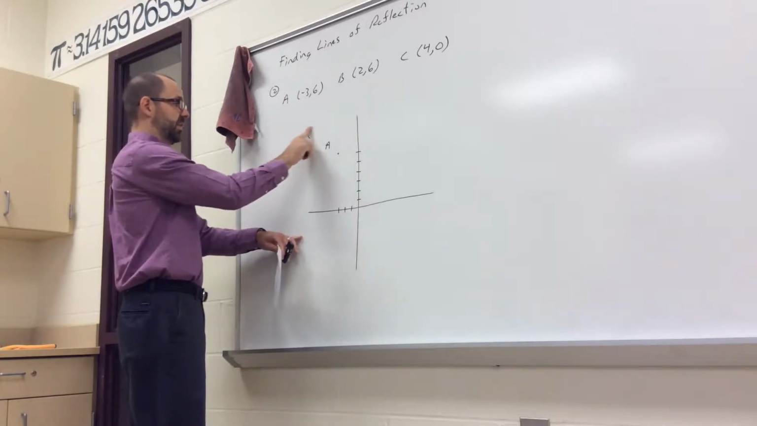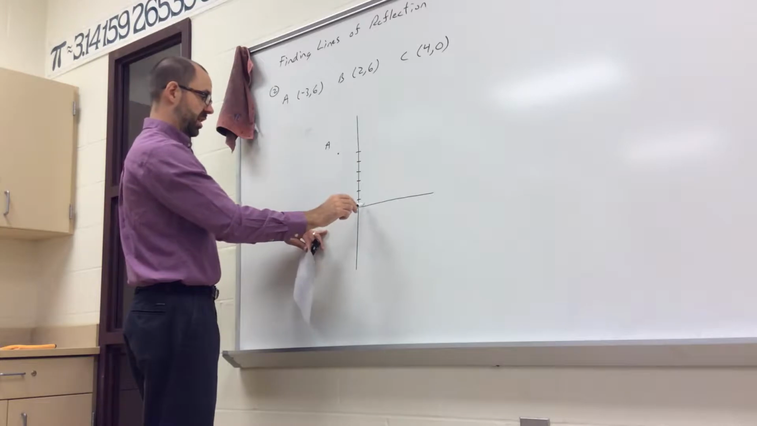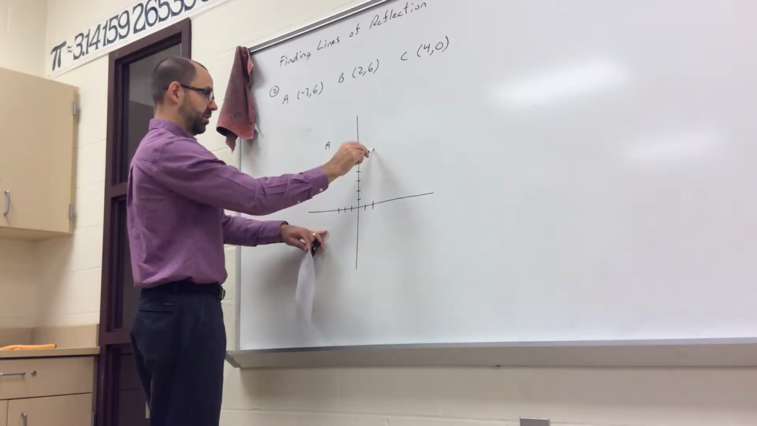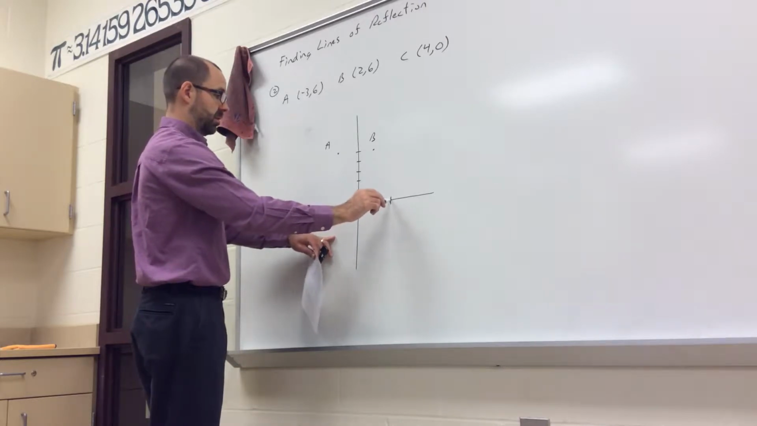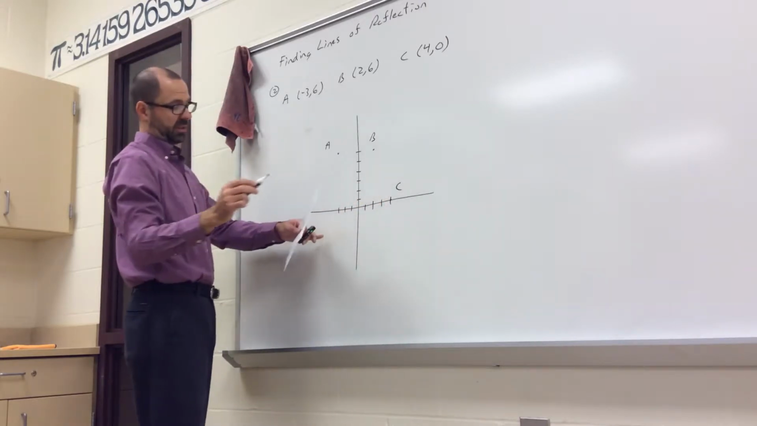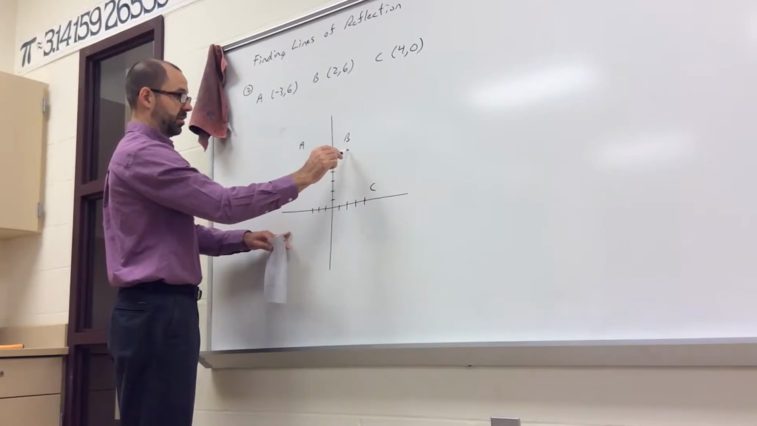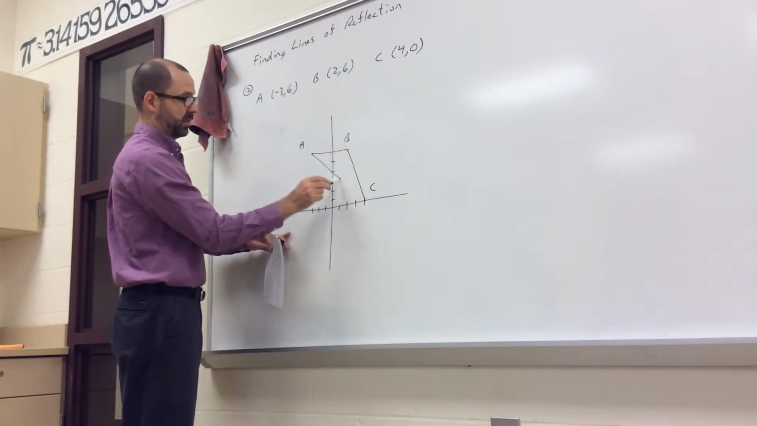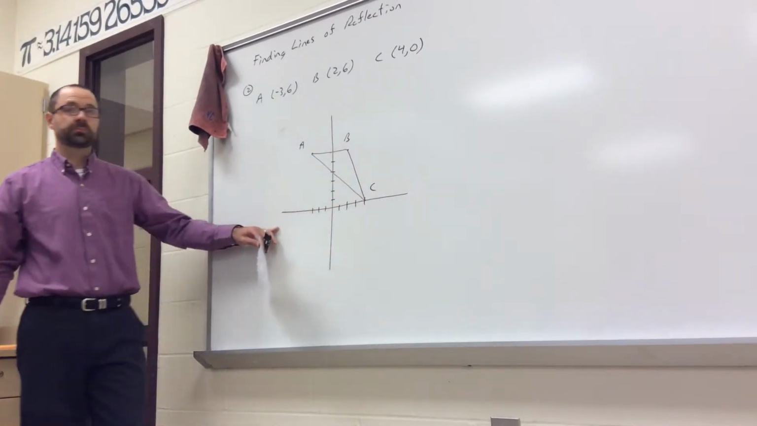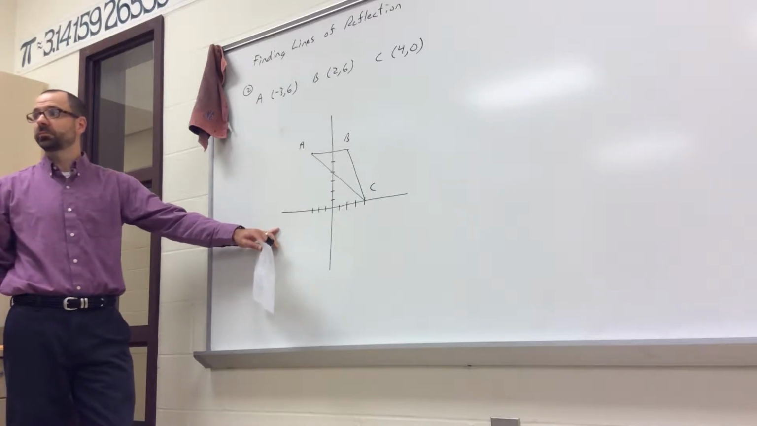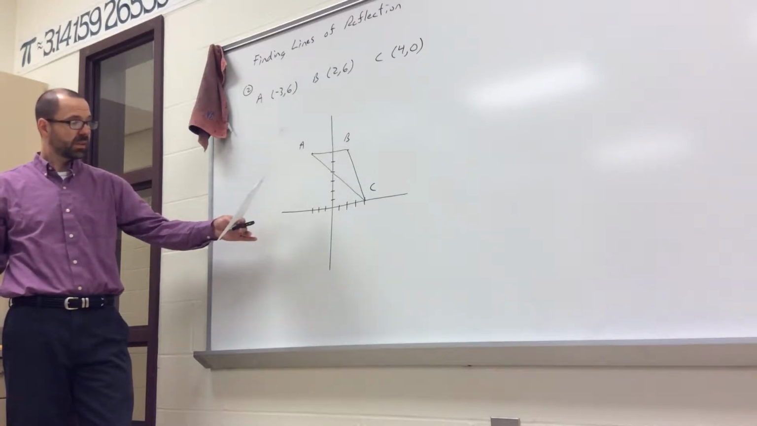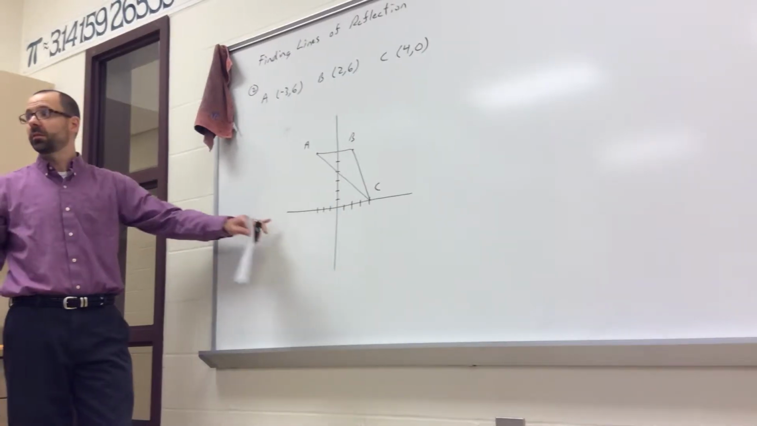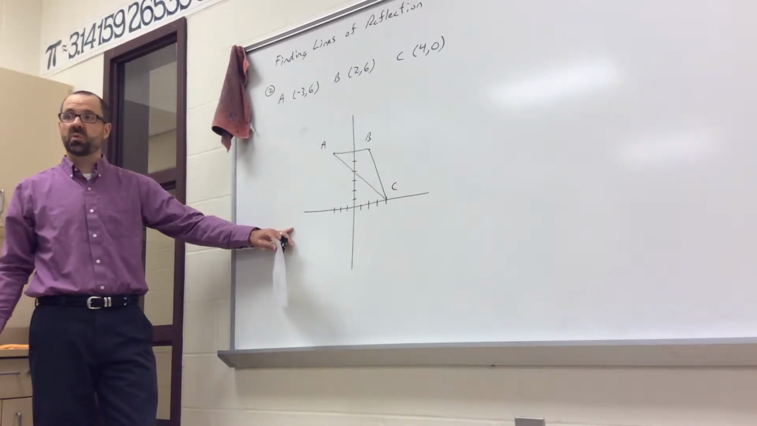A at negative 3, 6. B at 2, 6. C at 4, 0. Connects to make a triangle. Plotting those 3 points.